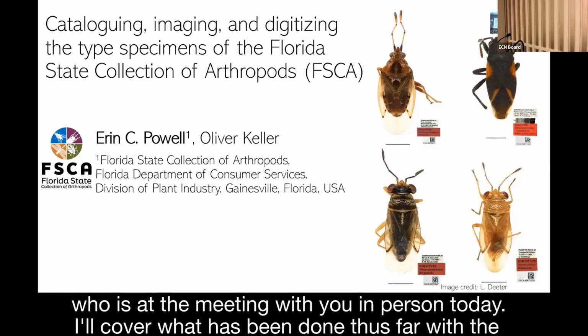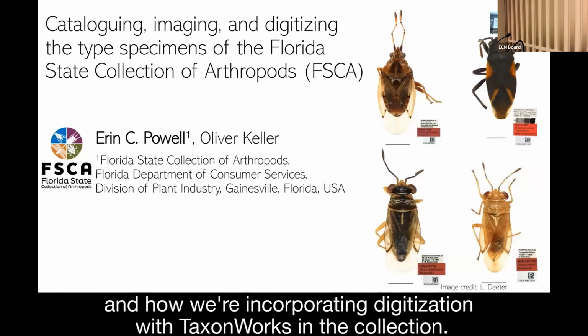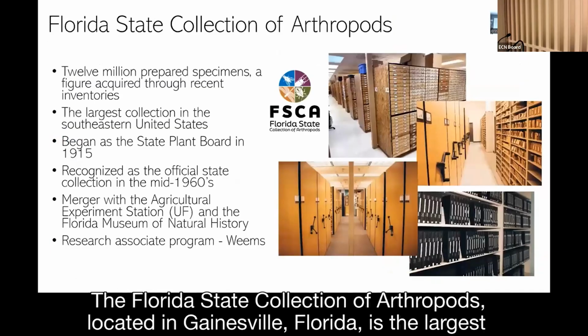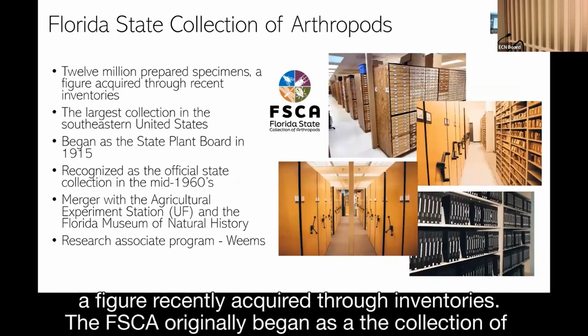I'll cover what has been done thus far with the type catalogs for the Florida State Collection of Arthropods, what is currently in progress, and how we're incorporating digitization with TaxonWorks in the collection. The Florida State Collection of Arthropods, located in Gainesville, Florida, is the largest insect collection in the southeastern United States, with over 12 million curated specimens, a figure recently acquired through inventories.